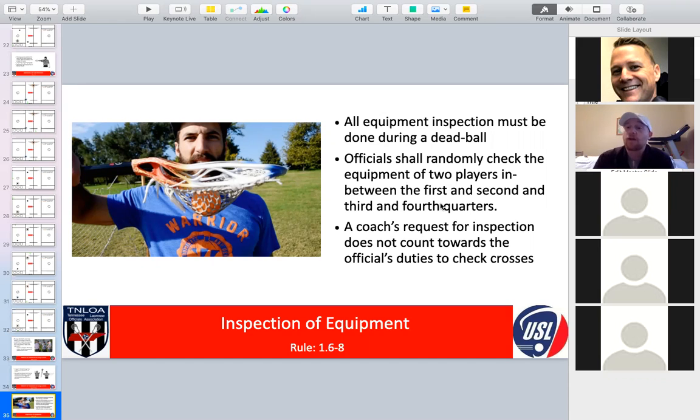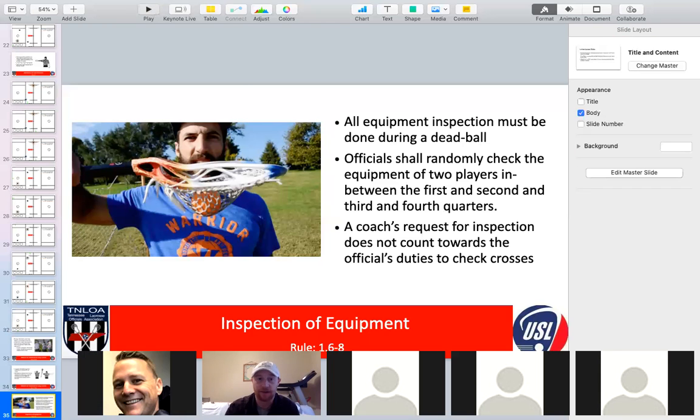Big thing, we will not check sticks if there's a penalty already in the penalty box. If a team has someone in the penalty box, we are not going to check a stick of either team. So let's make sure we're aware of what's happening on the field. If there's someone in the penalty area, we are not going to check a stick. We're not going to do an equipment inspection when there's already someone in the penalty area.